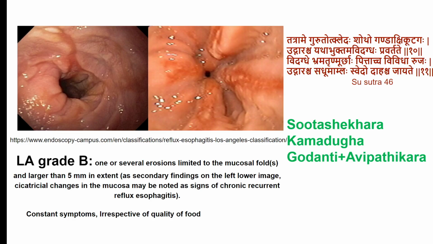So in the endoscopy, you will see these features. Clinically, you will see features like more regular symptoms and that particular irritation symptoms persisting for a long duration. Then this is what we see in the Viruddhajian Lakshanas. Vidagdhe bhrama trinamurcha pittacha vividhah rujah udgarashcha sadhuma amlah svedo dahashcha jayate. I would consider this grade B as the Vidagdha Ajirna.